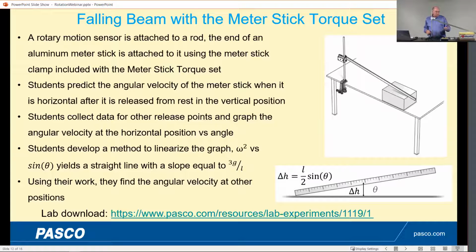So this is what it looks like. I can lower this somewhat. You just want to make sure it hits the box after it's gone through horizontal. And so that's the setup for this one. What I want to do is collect data for different angles. Start out high, a large angle, and then decrease it as we do the lab. But again, we'll just do one data collection and then show what it is with a full set of data.